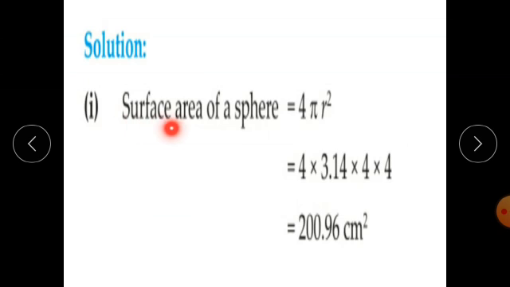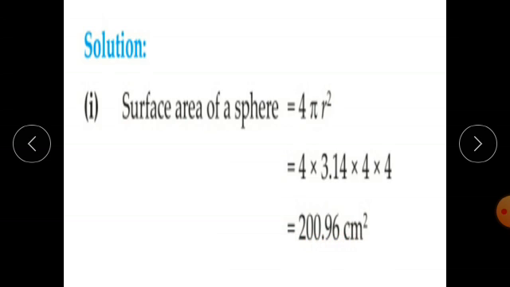So surface area of a sphere is 4 pi r square. Formula is surface area of a sphere equal to 4 pi r square. So equal to 4 into the value of pi, which is given 3.14, and radius is 4 centimeters. So r square means 4 into 4. So 4 into 3.14 into 4 into 4 equal to 200.96 centimeter square.